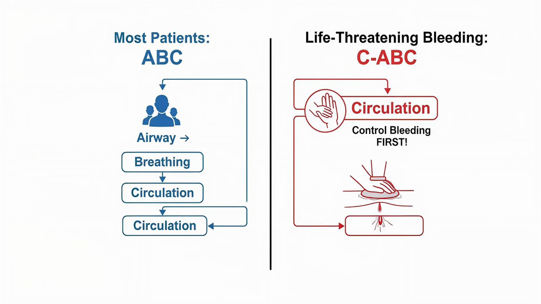This is always priority number 1. In an unresponsive patient, the tongue is the most common airway obstruction. For most patients, you'll use the ABC approach, airway, breathing, circulation. However, if your patient has life-threatening external bleeding, you must switch to CAB, control the bleeding first.